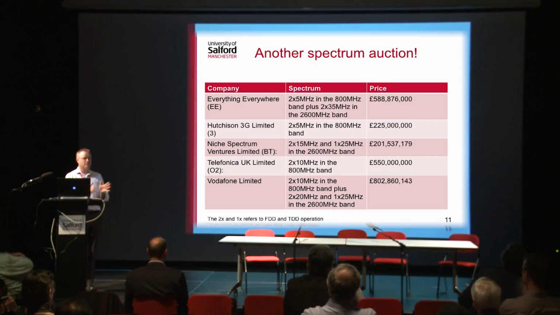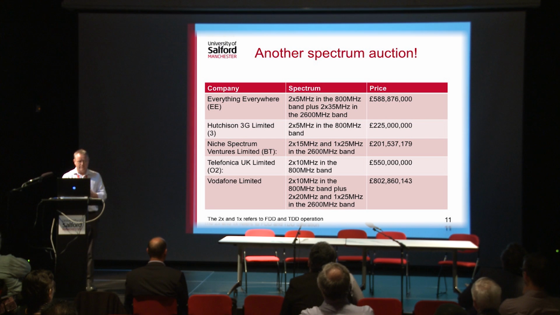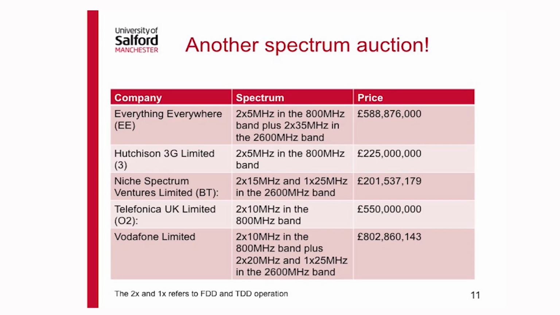So here now we see the different spectrum bands. The spectrum that was auctioned in that particular process was in the 800 megahertz band. So that was spectrum that had been freed up after the digital switchover. So previously analog TV spectrum, that was freed up once we moved TV to digital. And spectrum in the 2600 megahertz band.